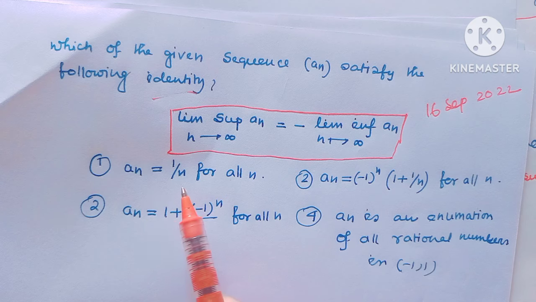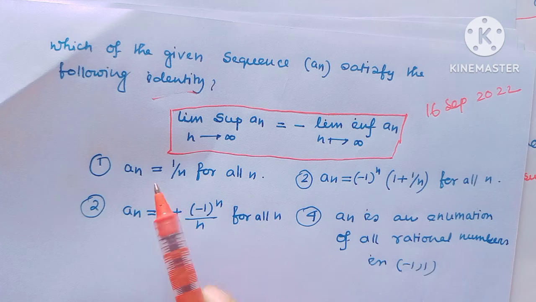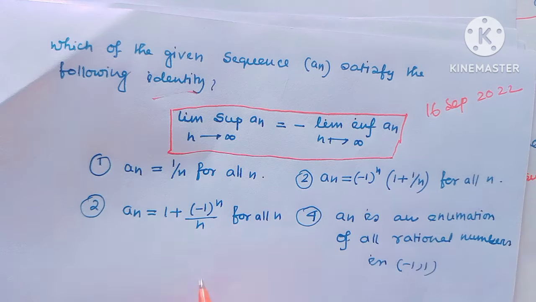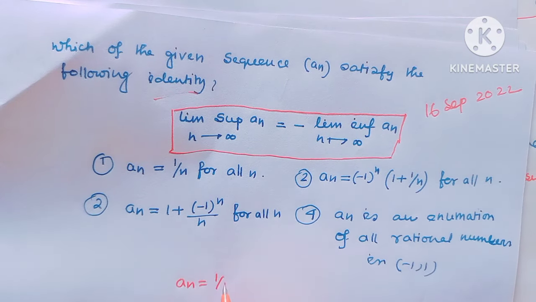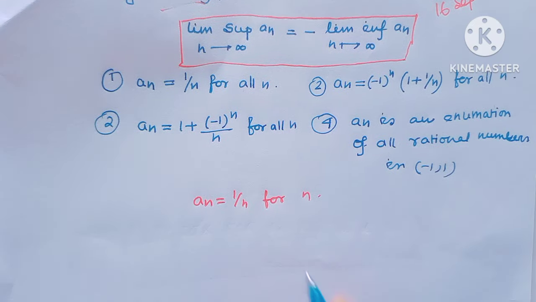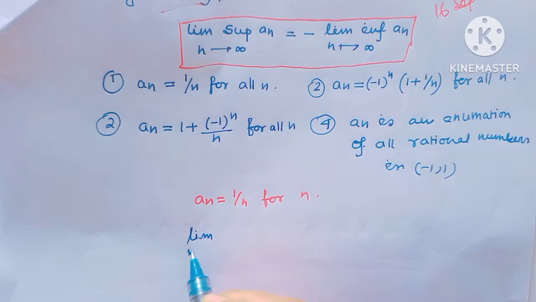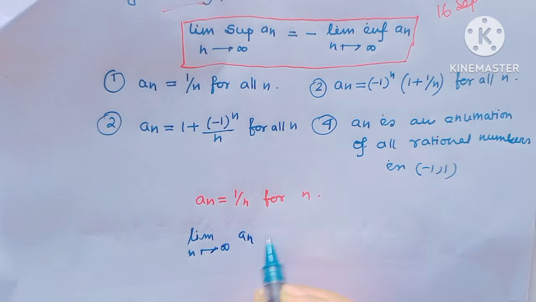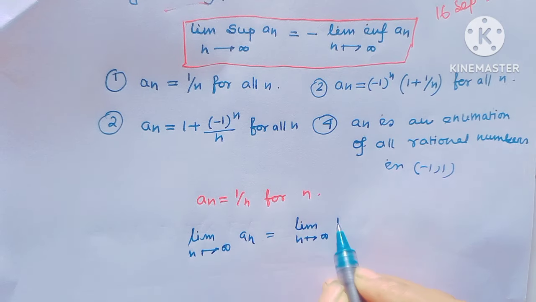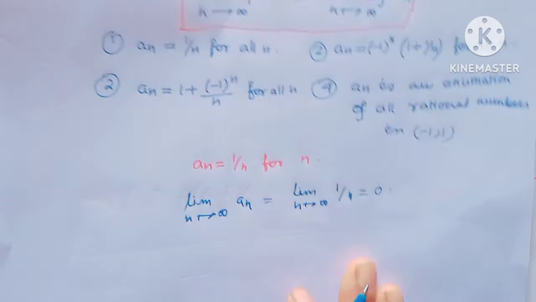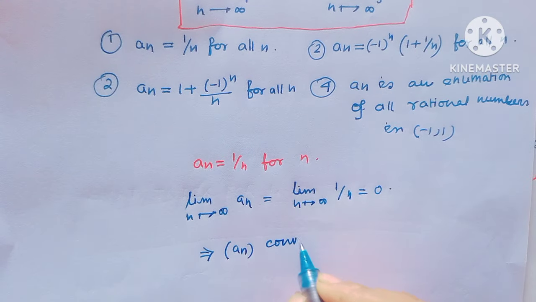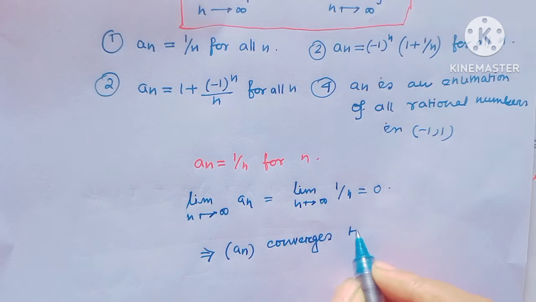First, a_n equal to 1 over n for all n. At first see the first option, then I will see the second, third, fourth options. a_n equal to 1 over n, this is true for all n. Notice limit as n tends to infinity of a_n equals limit as n tends to infinity of 1 over n, which is equal to 0. That means the sequence a_n converges to 0.